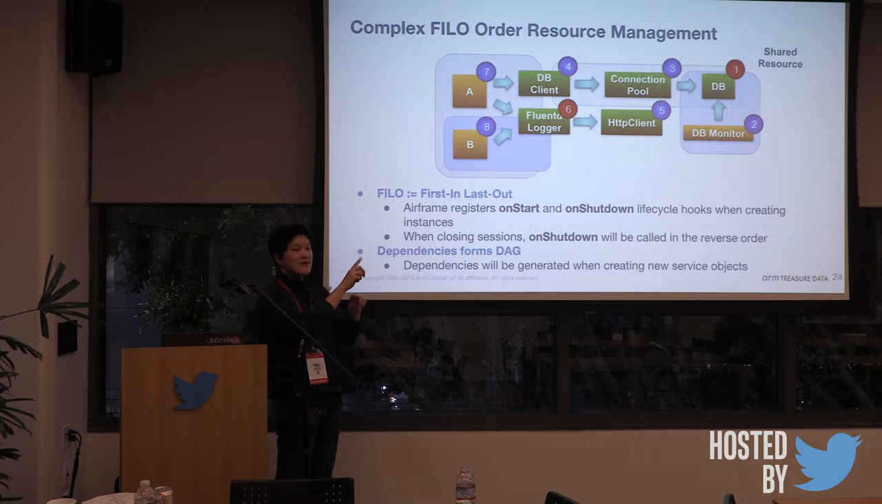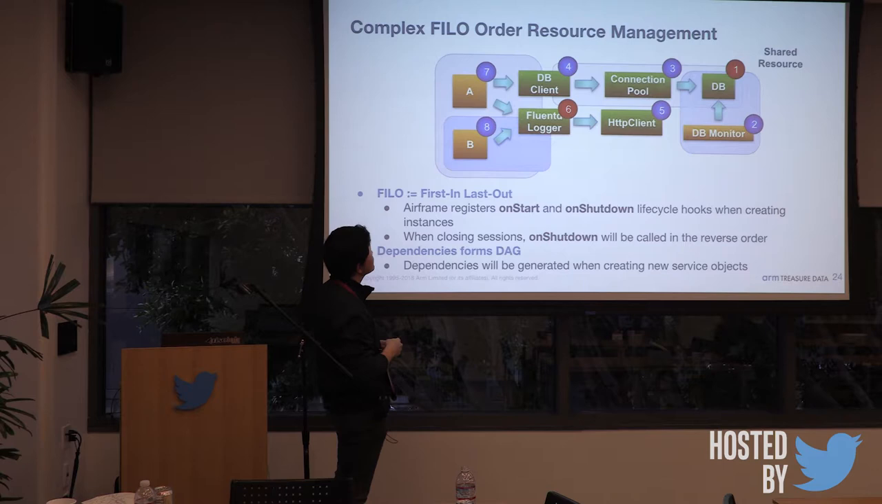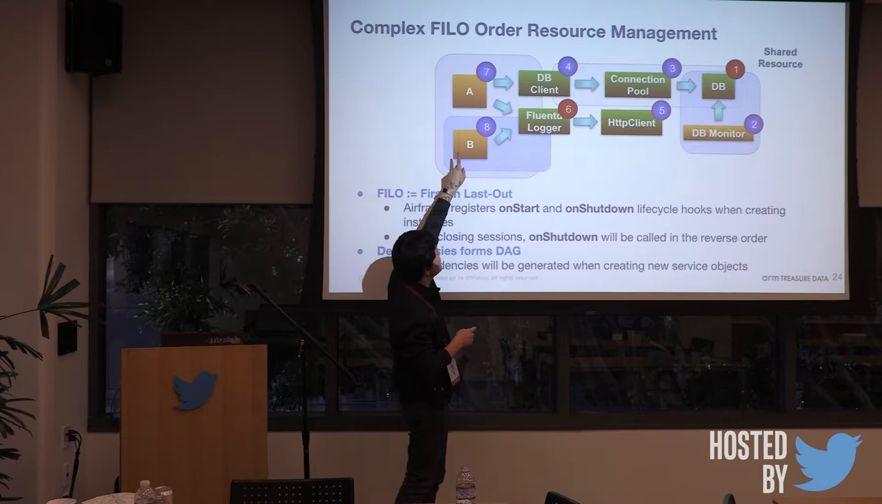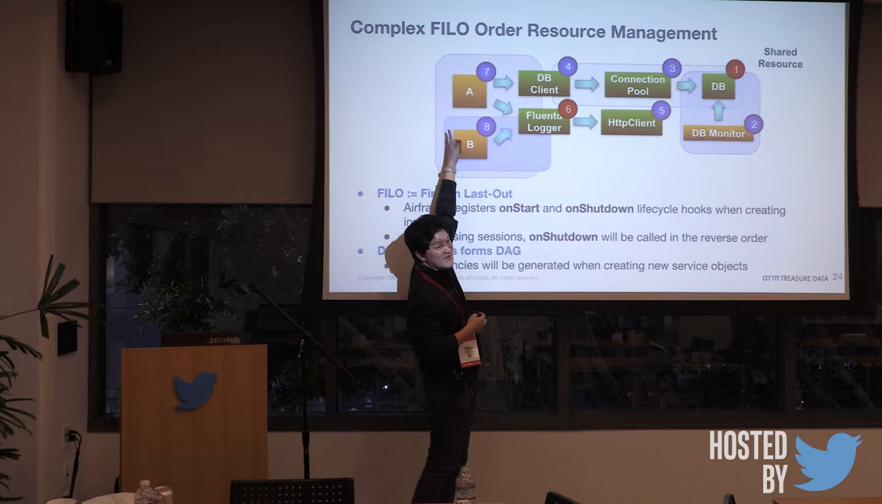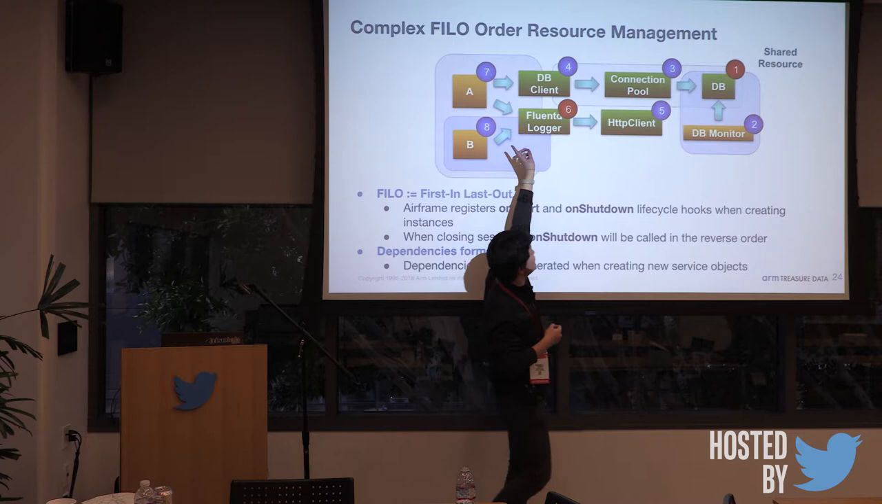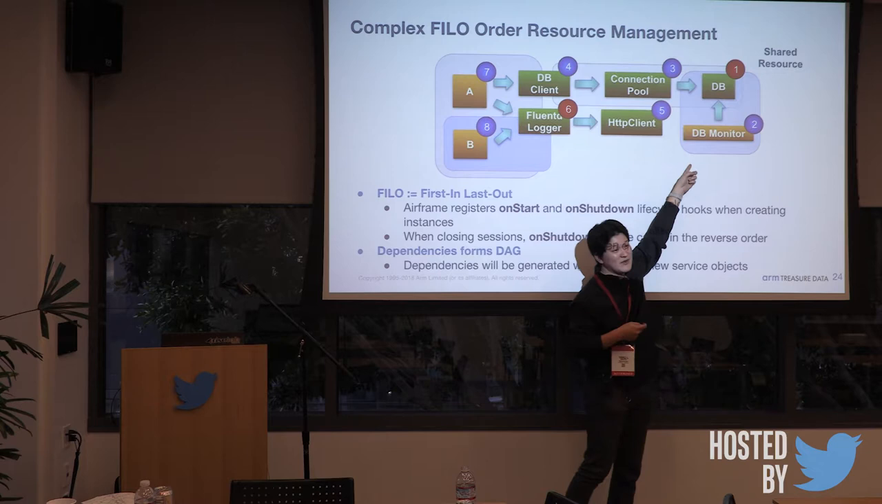So that means when finishing the application that uses A and B, if B is terminating, you can't close this fluent logger yet because this is also used by A. So you need to wait for A to finish. After A finishes, you can close this. And by following that, you may want to close the database, but the DB monitor is still using that. So you need to wait for a while until it finishes.